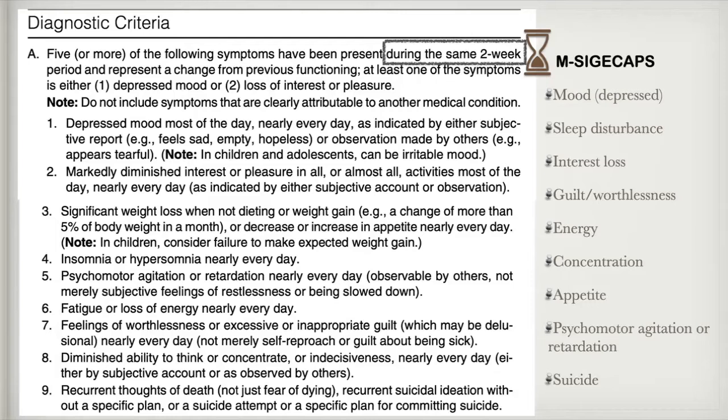We can use the mnemonic MCCAPS to remember the criteria for major depressive disorder. Number 1, mood, depressed mood, and sleep disturbance, and interest, loss of interest, and guilt or feeling of worthlessness, and energy, the patient may have fatigue and inability to concentrate, and appetite changes like loss of appetite, and psychomotor slowing, and suicidal ideation or suicide attempt.